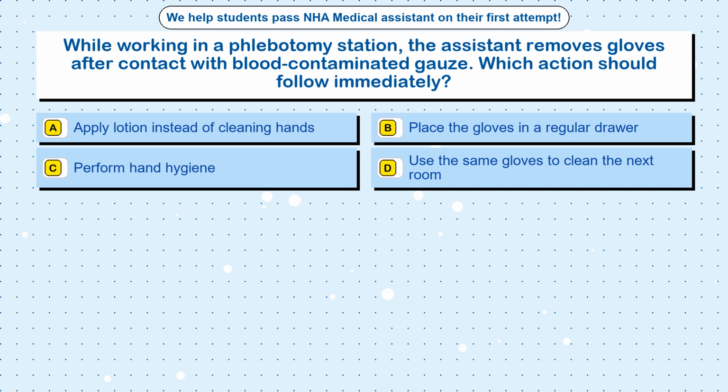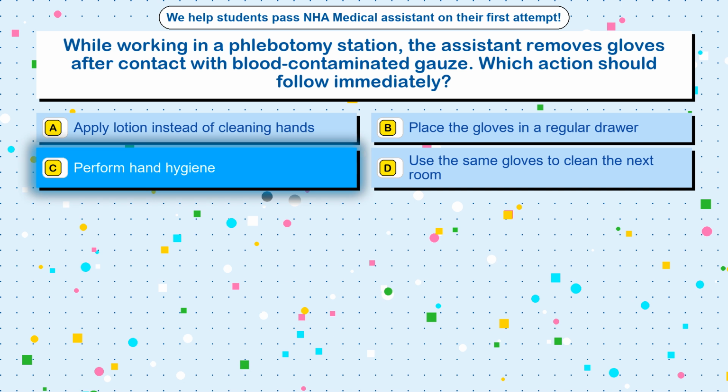Question 15. While working in a phlebotomy station, the assistant removes gloves after contact with blood-contaminated gauze. Which action should follow immediately? Option A. Apply lotion instead of cleaning hands. Option B. Place the gloves in a regular drawer. Option C. Perform hand hygiene. Option D. Use the same gloves to clean the next room. The correct answer is option C.